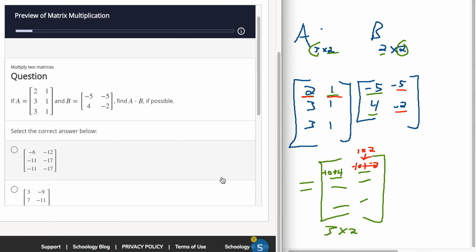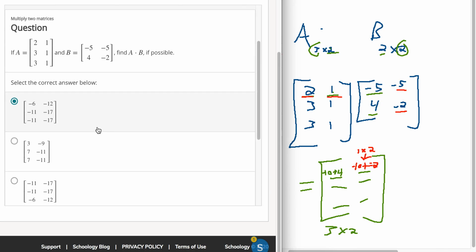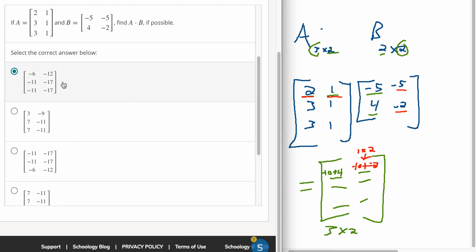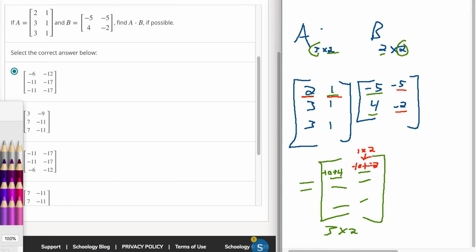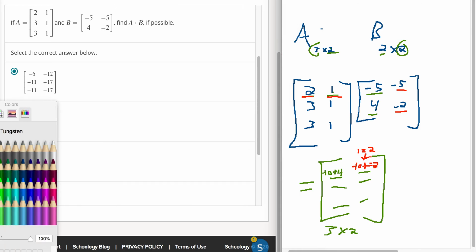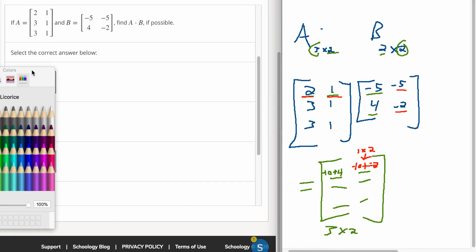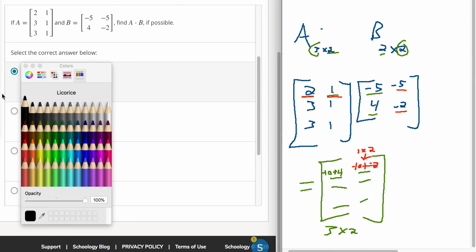Let's see if we've got enough information. -10 plus 4, that's going to be -6, -12. This one's looking good. There's no other matrix like that, so that's kind of a shortcut with these problems. You can stop because it's multiple choice, but just to make sure you've got the idea of how matrix multiplication works, let's just fill out a few more of these.